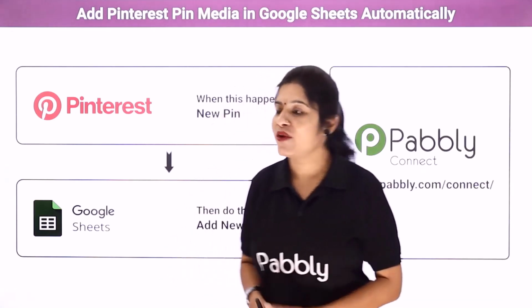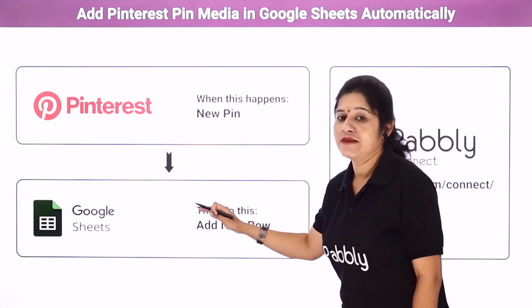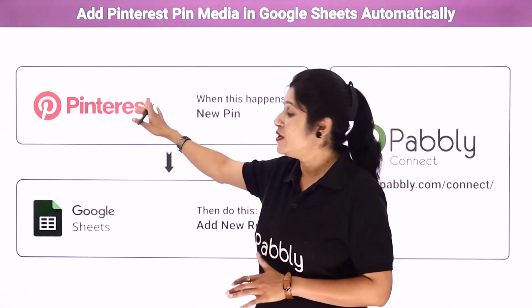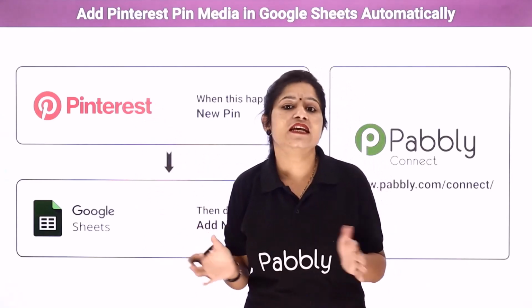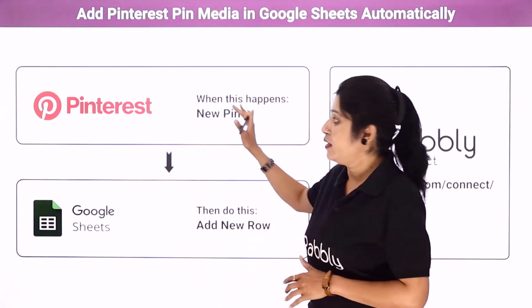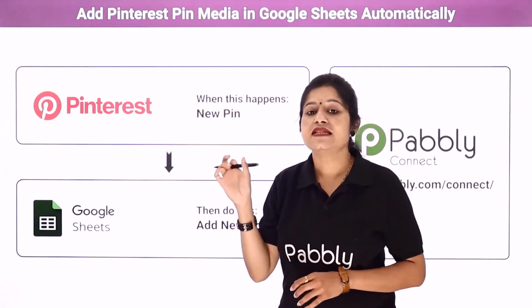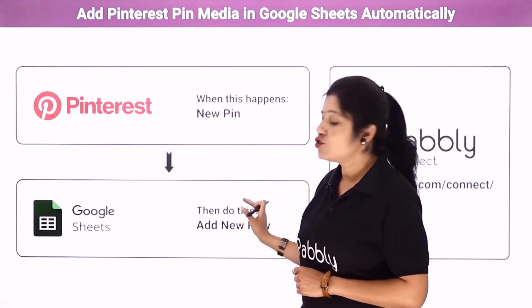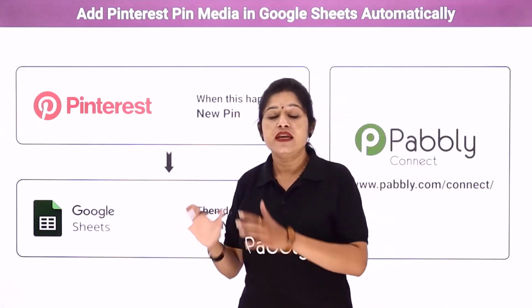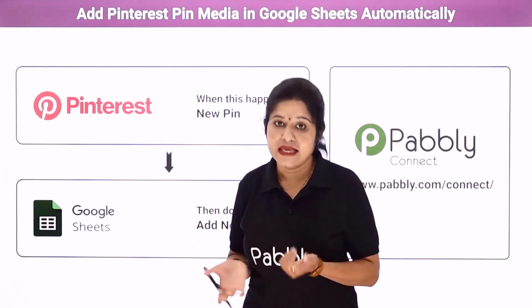In this video, we are going to learn how you can add Pinterest pin media in Google Sheets automatically. So let's take an example that you are a business owner and you are using a Pinterest account to upload your business related ideas and images. Now you want that whenever you create a new pin into your Pinterest account, all the details of the pin like its title, its description and the image URL should be added as a new record into your Google Sheets, so that you can access all your pins at a specific place, and you can even avoid duplications also.